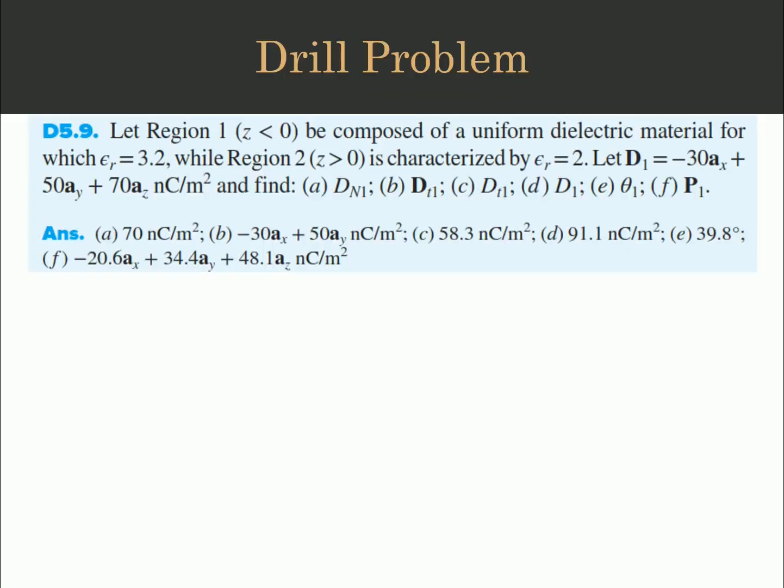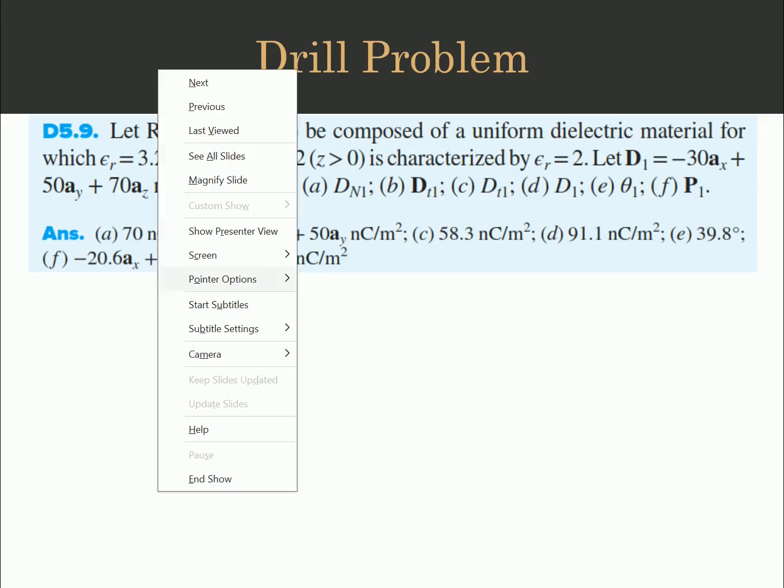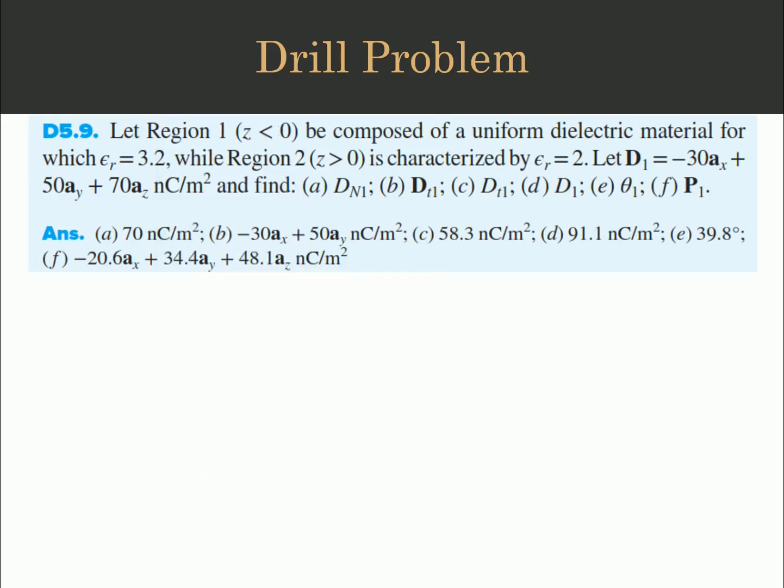Now let us look at a problem and see how we can utilize these expressions of the boundary conditions when solving the problem. So here the question: we have region 1, Z is less than 0, of uniform dielectric material for which the permittivity is 3/2. For the second region the permittivity is 2. The electric flux density is given as such. We need to find the normal component of D, the tangential component of D, its magnitude, its vector form and its magnitude in part C. Then what is D1, the total electric flux, what is theta 1, and what is the polarization value.